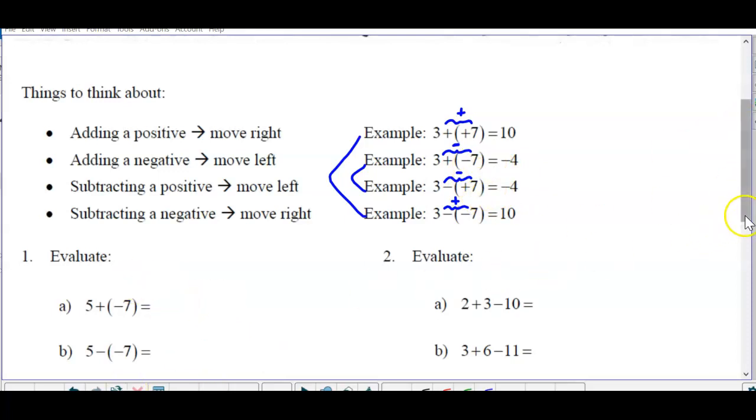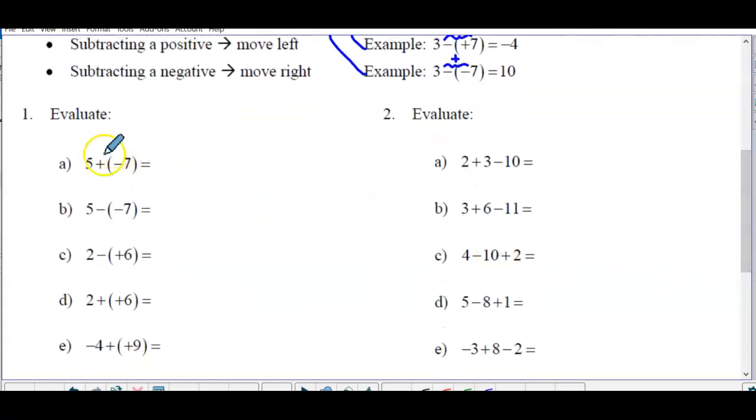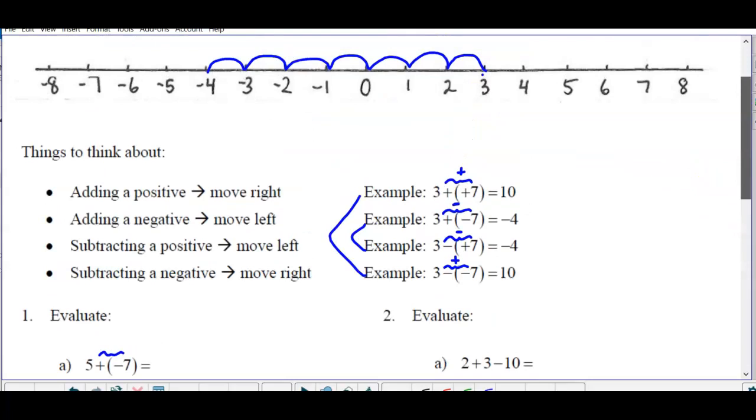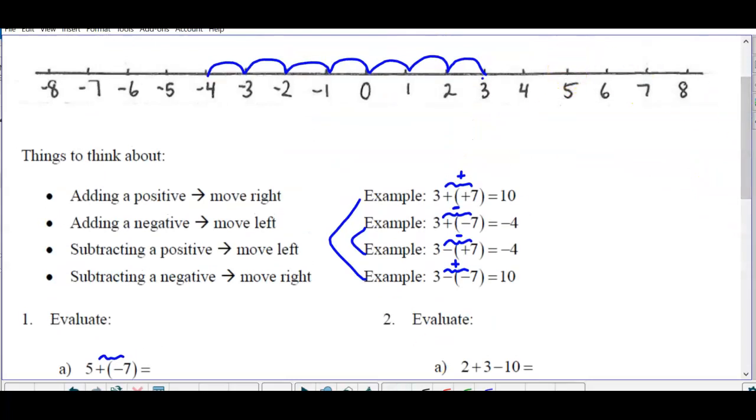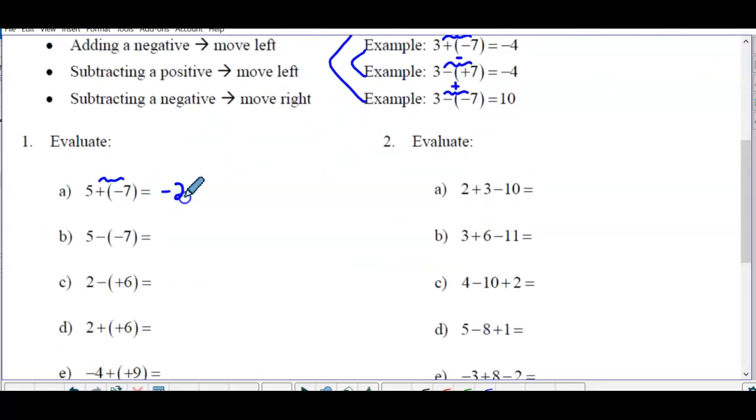Okay, so then let's evaluate. Number 1, so here when you're adding a negative, you're going left. So 5 to the left 7. If you take a look at the number line, 5 to the left 7, I'll maybe erase what I had here. So 5 to the left 7, 1, 2, 3, 4, 5, 6, 7, you end up at -2. Okay. Different from this, 5 subtracting a negative is like adding, you're moving right on the number line, so that's going to give you 12.